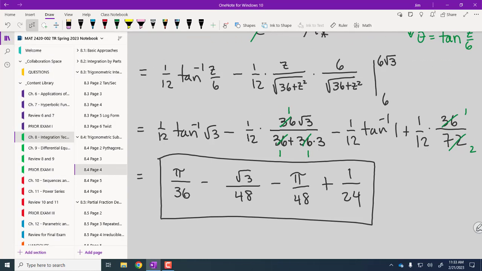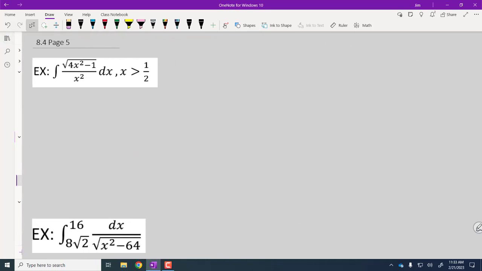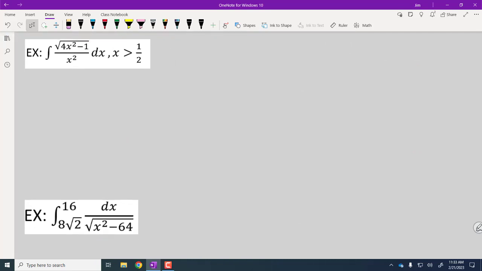Let's see if we can somehow do one more of these without going insane. Okay, trig sub. Now here they give us this thing that says x is greater than a half. That's just so that this square root is not a square root of a negative. If we plug in a number that's less than 1/2, this square root would be negative. Obviously, that's undefined.